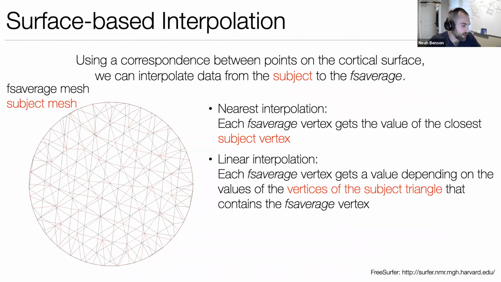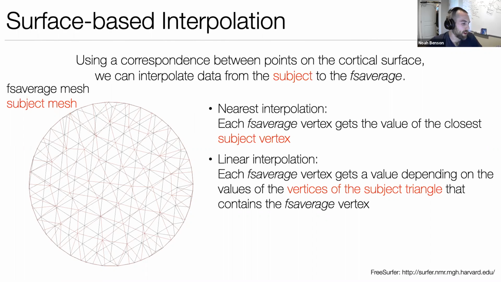What this gives us is actually two sets of triangle meshes overlaid on top of each other. Now, due to the details of how these meshes are made, the FS average atlas mesh tends to be very regular, like the black triangles shown in this image on the left. The subject's mesh, shown in red, however, tends to have very irregular triangles, in no small part because it was just deformed to match another surface.